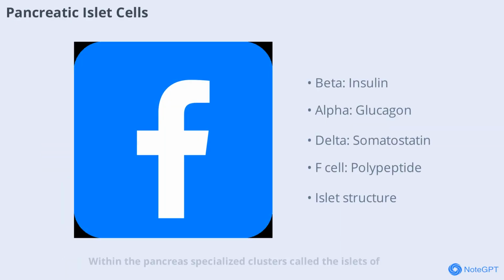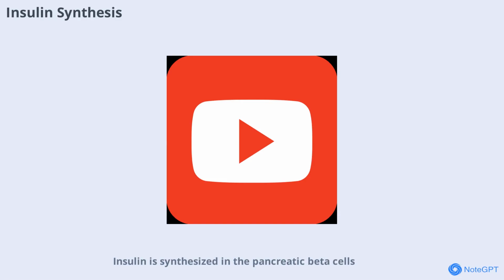Within the pancreas, specialized clusters called the islets of Langerhans house several types of cells. Beta cells secrete insulin, alpha cells release glucagon, delta cells produce somatostatin, and F cells secrete pancreatic polypeptide. Each cell type has a unique function in regulating metabolism and maintaining glucose balance. The close proximity of these cells allows for precise hormonal regulation. Understanding the roles of these cells helps us appreciate how insulin is produced and released in response to blood sugar changes.